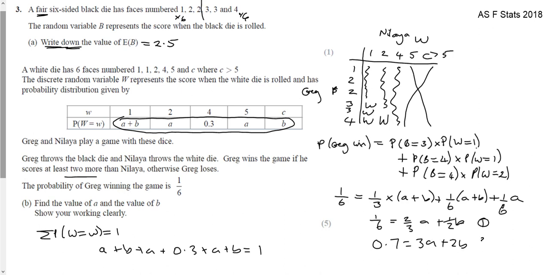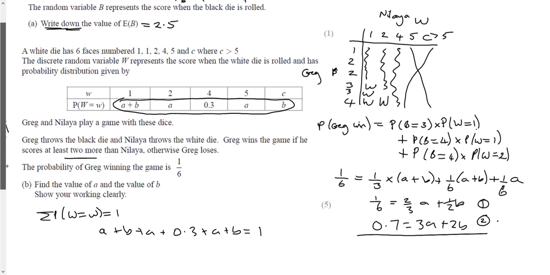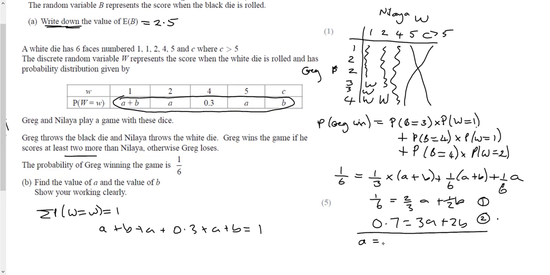So I've got one equation, I've got two equations. I solve those simultaneously, either by hand or in your calculator, making sure you put the values in the right order. And I get A is 0.1, B is 0.2. And you might find it helpful at this stage to then go over your table and write in what these values would therefore be.